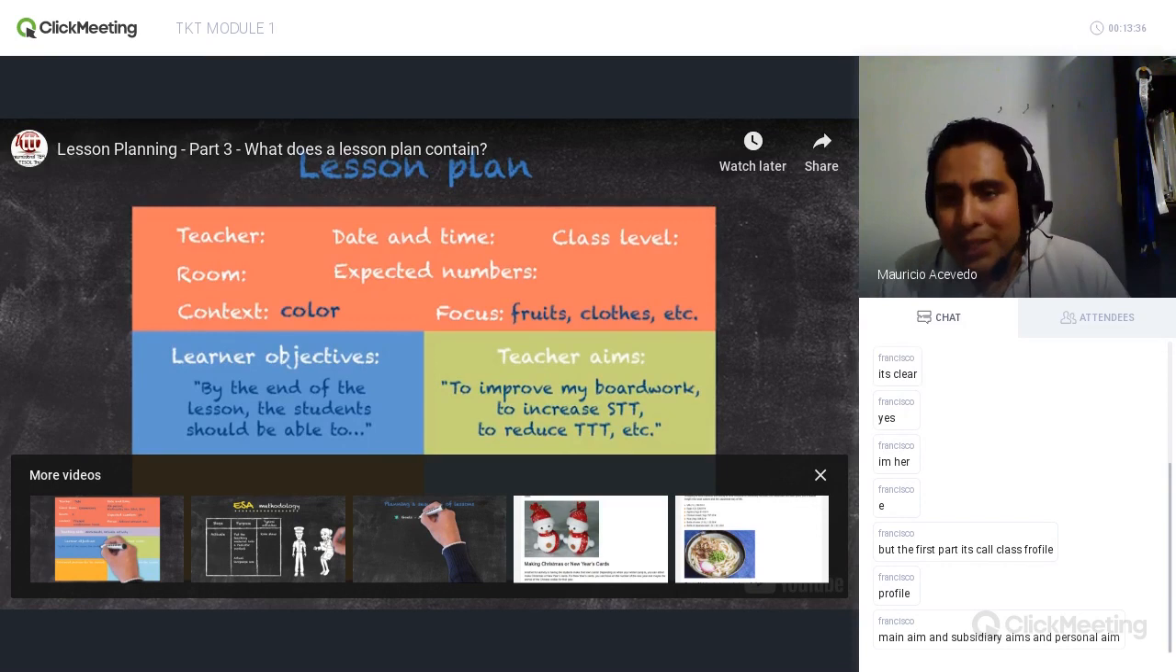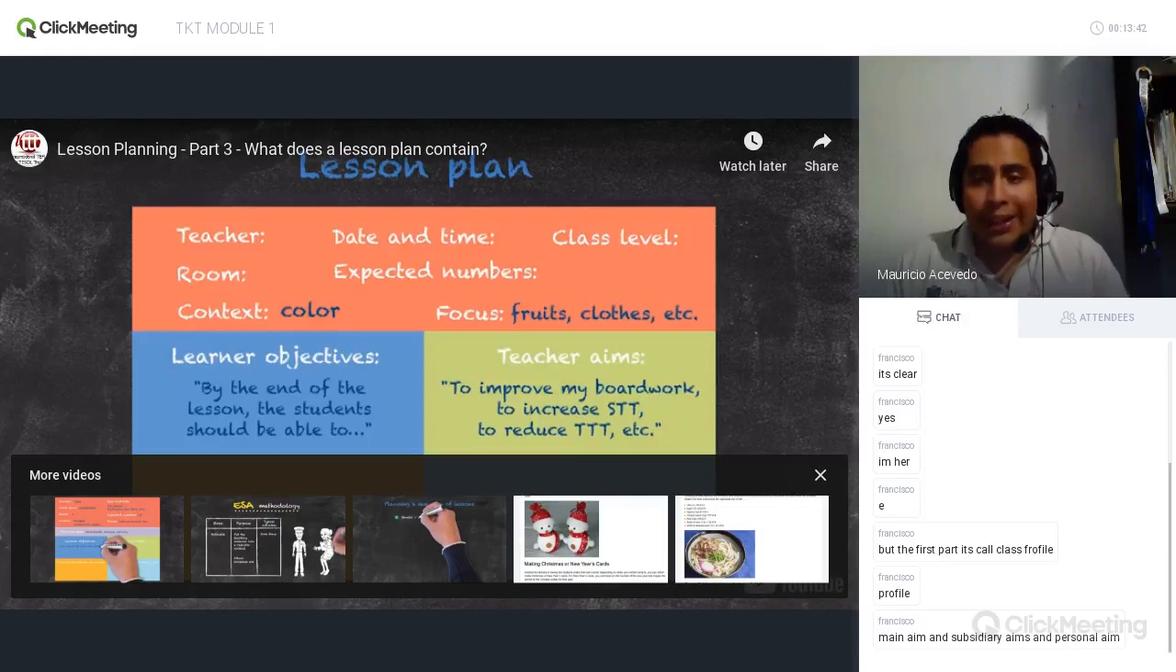Main aim, subsidiary aims, and personal aims. Very good. In this case, we don't have subsidiary aims. We only have the main aim, which is what the students are going to learn at the end of the course or at the end of a lesson. And the teacher aims is the personal aim, what you want to improve. It's the same, it's exactly the same, just with another name. Okay, let's continue then. Very good, Francisco.